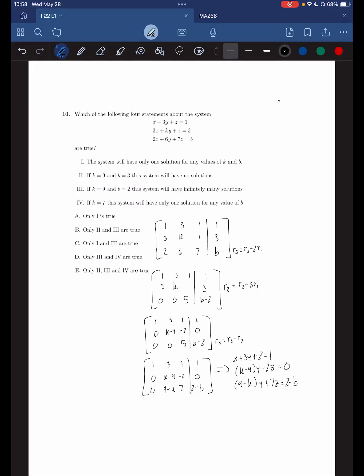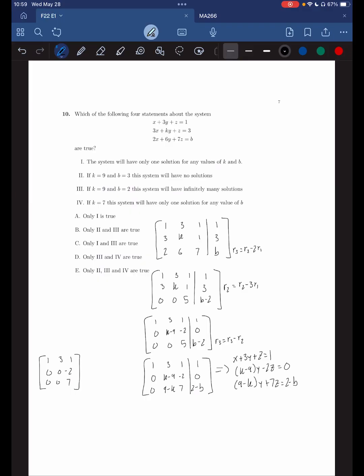So now let's go through our statements one by one, right? The system will have only one solution for any values of k and b. It might be a little tricky to see when this is true or not. But let's say, for example, k is 9, right? Because it says any values of k. So when k is 9, our matrix looks something like this. This is our matrix, right? Because we ignore the augmented side for now.